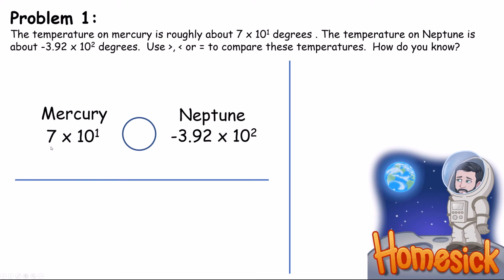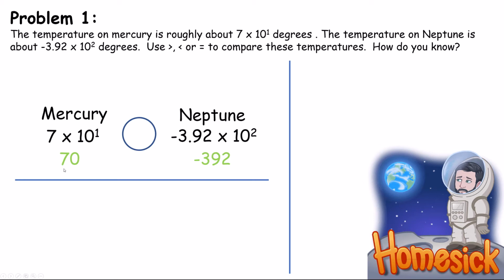To help us with this, I am going to go ahead and put these into standard form. 7 times 10 to the first says take the decimal, which should be located right here, and move it 1 space to the right. That's going to give me 70. And then over here, -3.92 times 10 to the second. This 10 to the second says to take this decimal and move it 2 spaces to the right, giving me -392. Now that those are in standard form, it should be relatively easy for you to tell which one is larger.